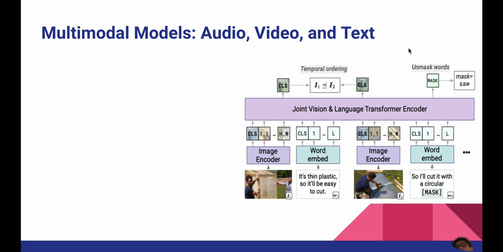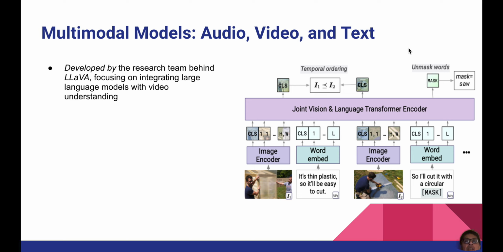So let's talk about multimodal models: audio, video, and text. There are many examples of multimodal models out there. This model on the right is an example of the Merlot model, and I'll go into that in a bit. Basically, a multimodal model takes both language and video as separate things and tries to combine them to do video understanding. When I go into the Merlot model in a little bit, you'll see why this is important.